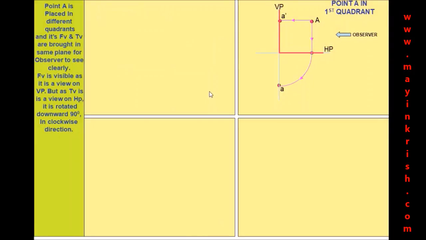Similarly, we are going to define the projections of a point A in the second quadrant. So this is the vertical plane and the horizontal plane, and now we are going to place the point A in the second quadrant.